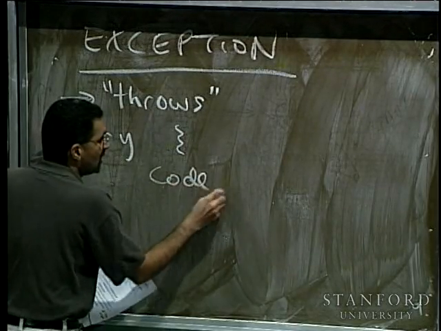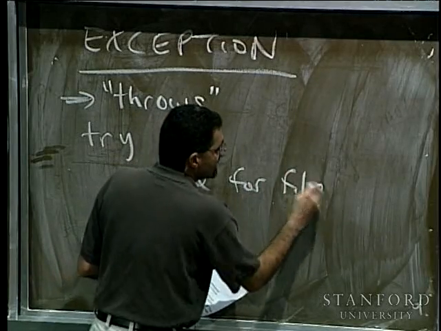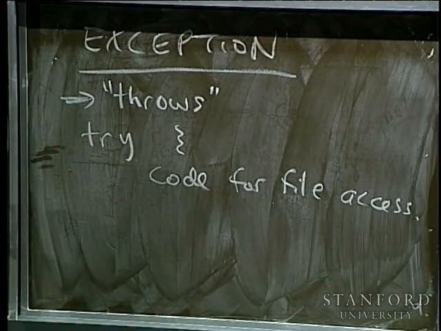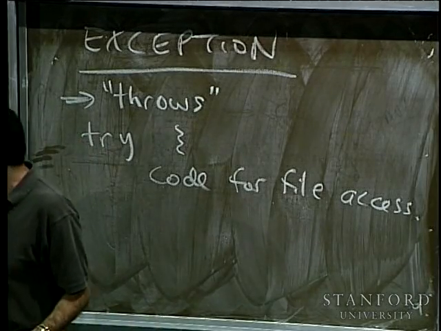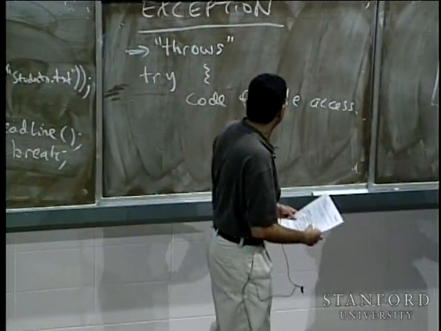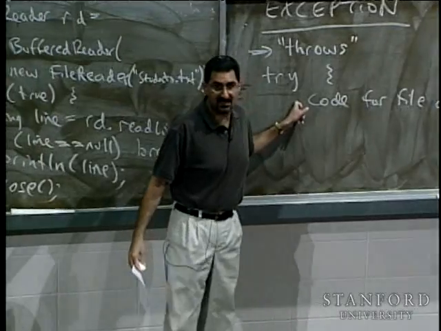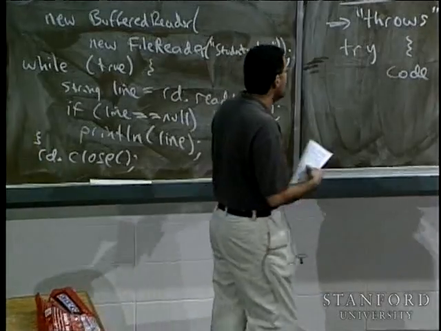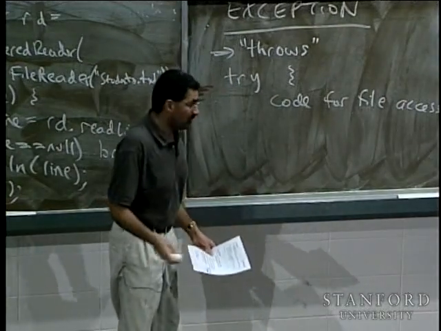Inside here, you have your code for file access. That's whatever you're doing with the file, trying to create a new buffered reader with the file, reading in lines one by one, or closing a file. Anytime you're trying to do something that involves a file access, you need to put it inside this thing called a try that says, hey, I'm going to try this out. It may throw an exception. Now, what happens if it does throw an exception?